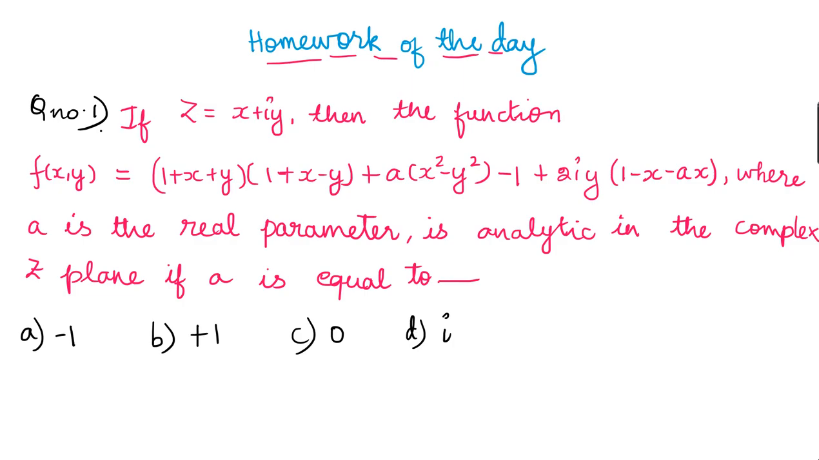Let us see our homework problem. I have given you z and I have given you the function, and I have asked what is a, and I also told you that this function is analytic. So you just have to substitute in your Cauchy-Riemann equations and find what a is. First, you have to consider what u is and what v is. Remember, u is the real part and v is the imaginary part, and you have to find a.